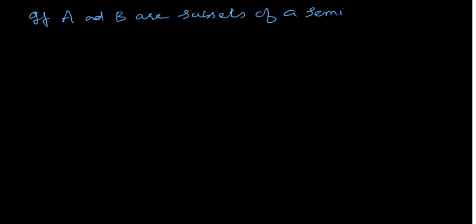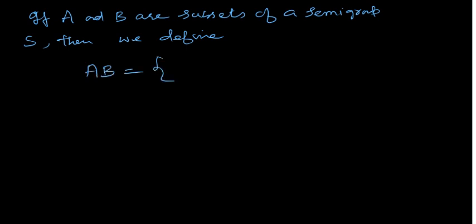So now we define product of two sets in a semigroup, जैसे आपने ग्रुप्स में डिफाइन किया है ना। If A and B are subsets of a semigroup S, then we define the product AB is equal to ab, where a is in A, b is in B. And also we define A square. What's A square? A square कौन सा सेट होगा इसमें?